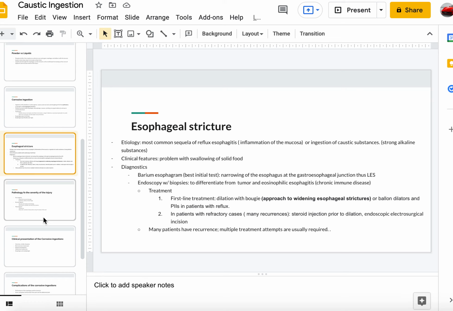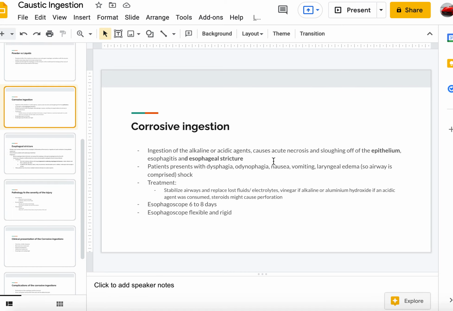So that's about it. You want to drill in your mind that we can stabilize the airways, give fluids, and if it's alkaline, give vinegar, and if it's acidic, then give aluminum hydroxide. And just make sure that you know it causes dysphagia or odynophagia. It can cause respiratory airway edema, which may lead to shock in some cases.